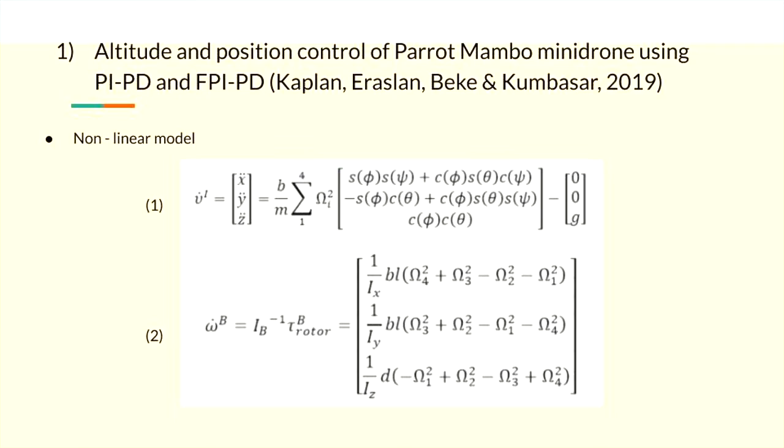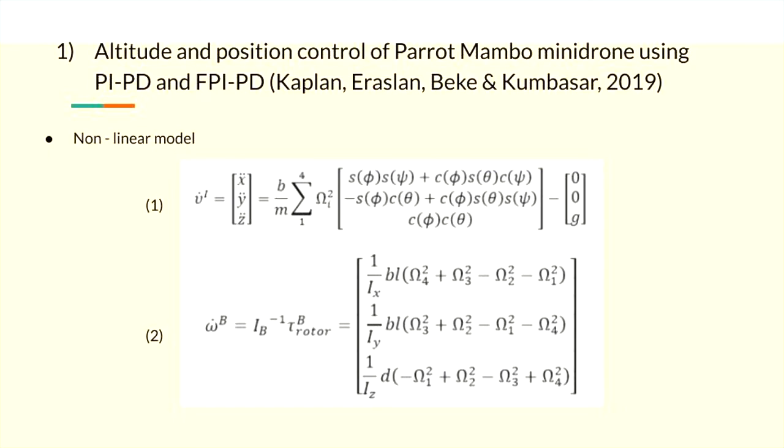The first paper is on the altitude and position control of Parrot Mambo mini drone using PIPD and FPIPD controllers. Shown here is the equation of motions for the nonlinear model of the system. The first equation is the translational equation of motion, in which B is the thrust coefficient and gamma is the angular velocity of the rotors.